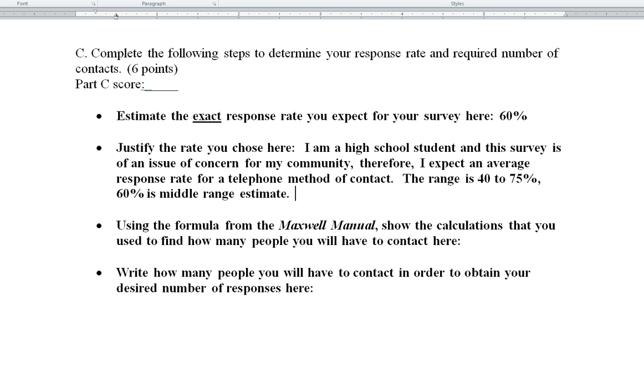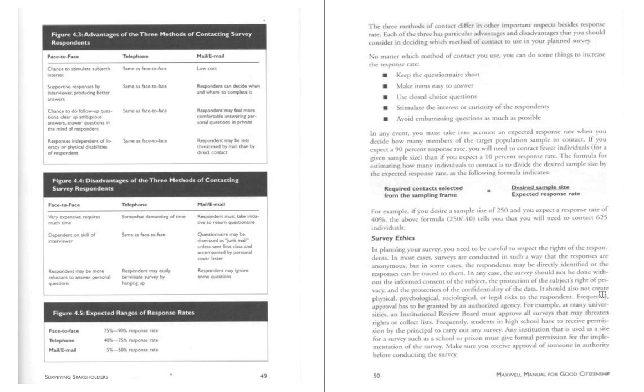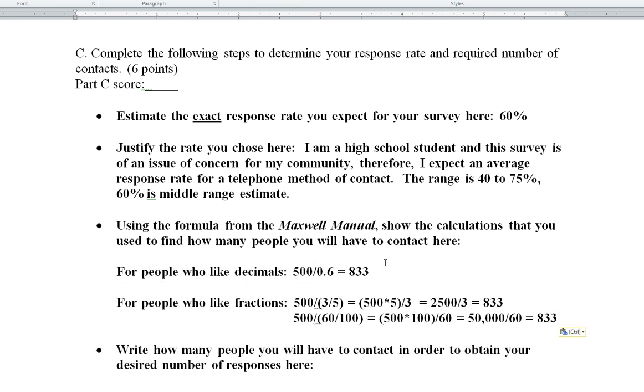So the next thing is that you have to use a formula to show how many people you'll contact. Now let's go back to the Maxwell Manual. If you look on page 50, right in the middle of the page, it gives you the formula right here. But math is hard, so I already did the calculations. For people who like decimals, you can use the top one. For people who like fractions, you can use the bottom one. They both give you the same answer.